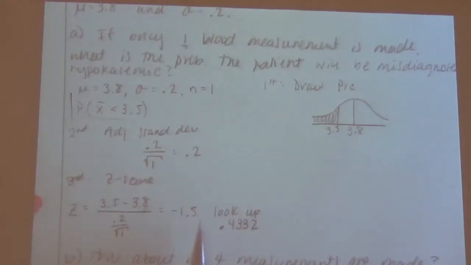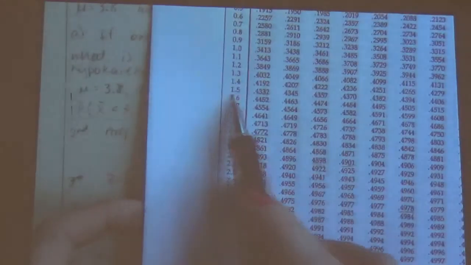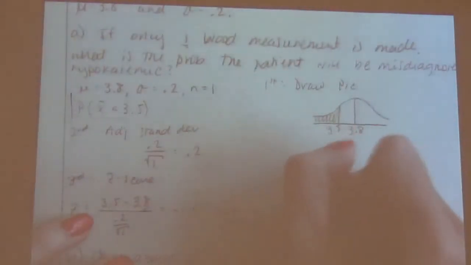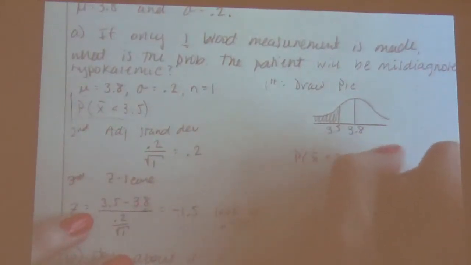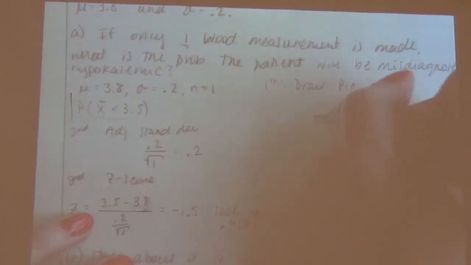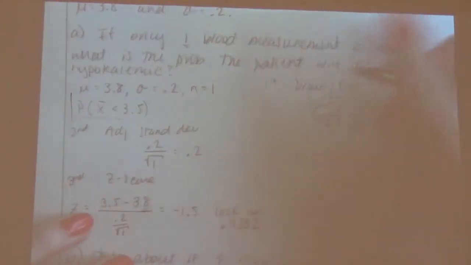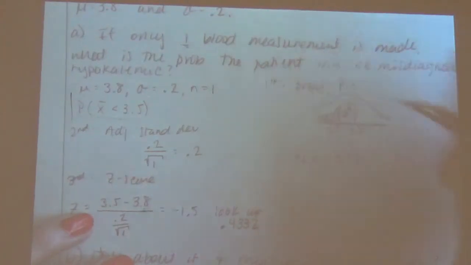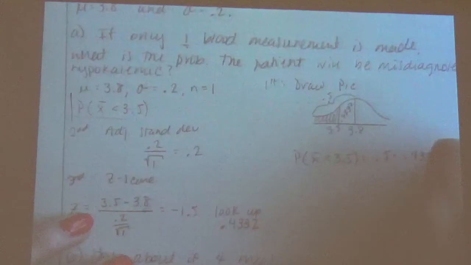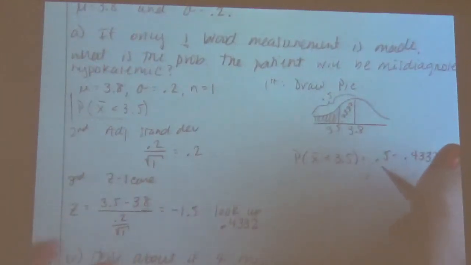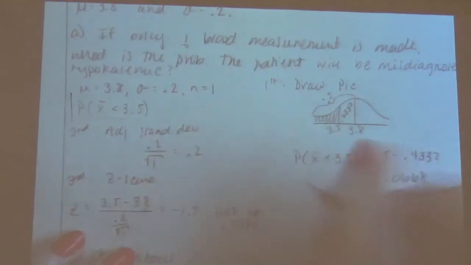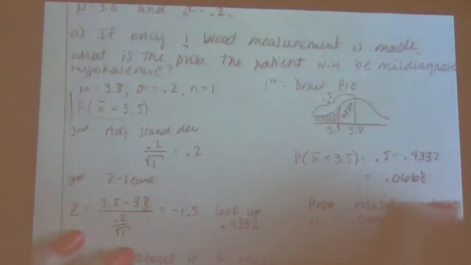Even though this is negative, I know my bell curve is symmetrical, so on this table I can still look up a positive 1.5. The value is the same since the bell curve is perfectly symmetrical. Therefore, the probability that x bar is less than 3.5 is equal to the 0.5 right here, minus the 0.4332 I get here. That gives me the same thing I got last time, which was 0.0668. So the probability of misdiagnosing is 0.0668.